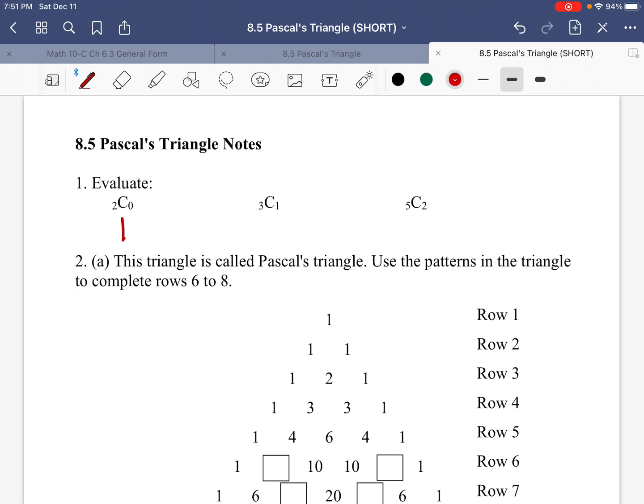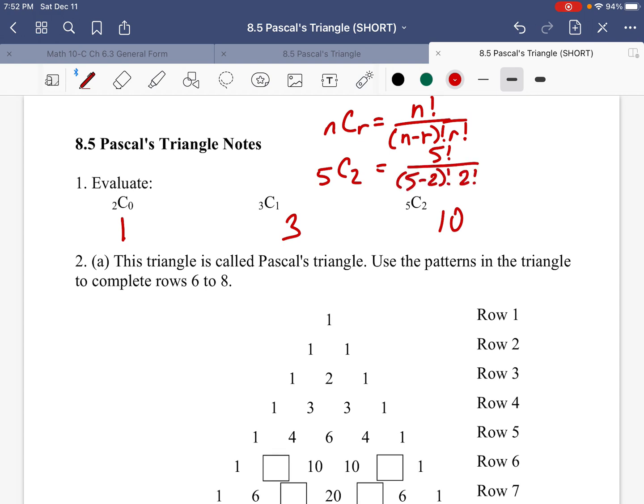Notes. Now, first things first, evaluate 2C0. You do that, you should get 1. 3C1 is 3, and 5C2 is 10 if you do it on your graphing calculator. Now, here I expect you to be plugging the numbers in because nCr equals n factorial over (n minus r) factorial, r factorial.